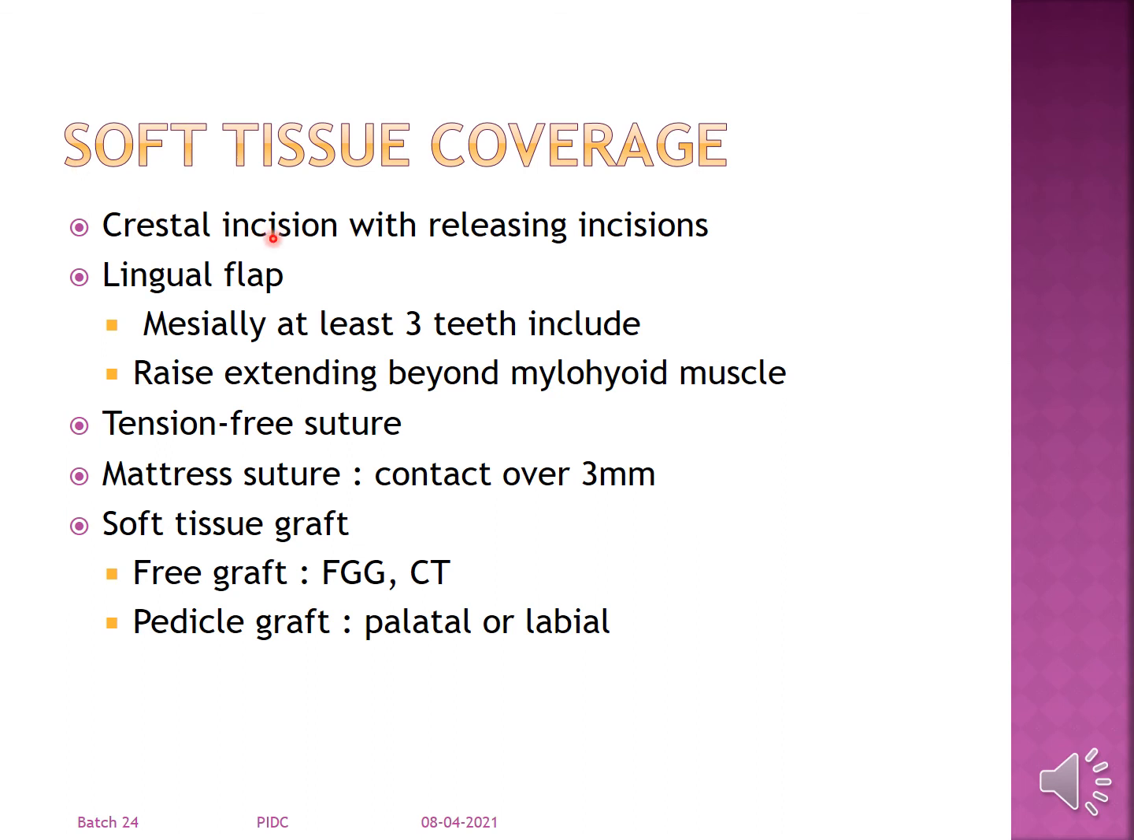Generally a crestal incision, if you're not able to cover, your incisions should have been proper. A crestal incision with releasing incisions previously would have helped this issue. If you want to raise a lingual flap, include at least 3 teeth lingually and raise up to the mylohyoid muscle. When you're going to suture the soft tissue back, a tension-free suture, especially a mattress suture, can be given. But if you're not able to get adequate soft tissue, you could go for soft tissue graft procurement from another area. For example, a free gingival graft, connective tissue graft, or a pedicle graft can be considered.